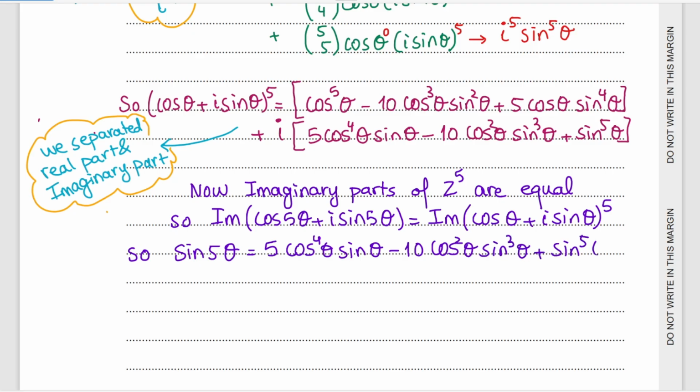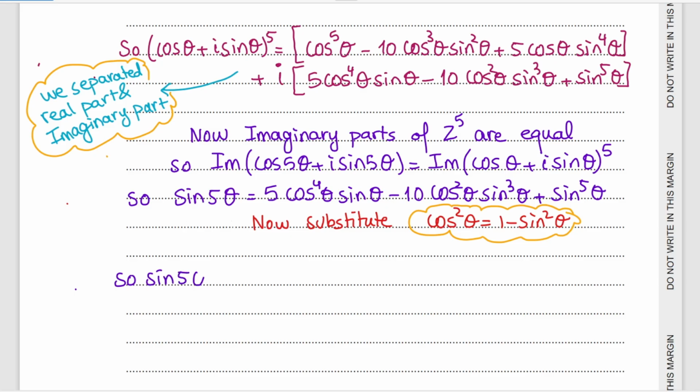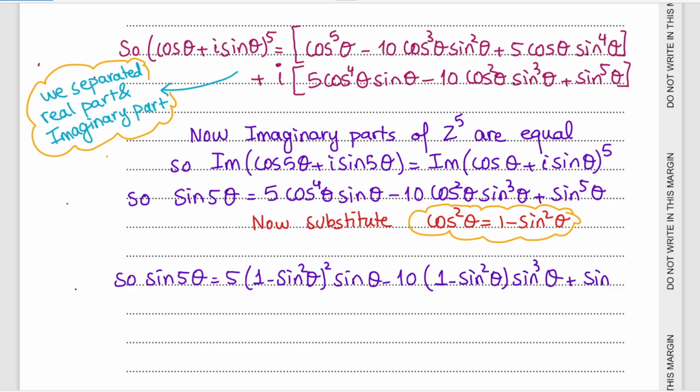Now I want the answer in terms of sine theta only. So I'm going to use the identity cosine squared theta equals 1 minus sine squared theta from the list of formulae and replace cosine squared theta. Sine 5 theta equals 5 into 1 minus sine squared theta all squared, sine theta, minus 10 into 1 minus sine squared theta, sine cubed theta, plus sine 5 theta.